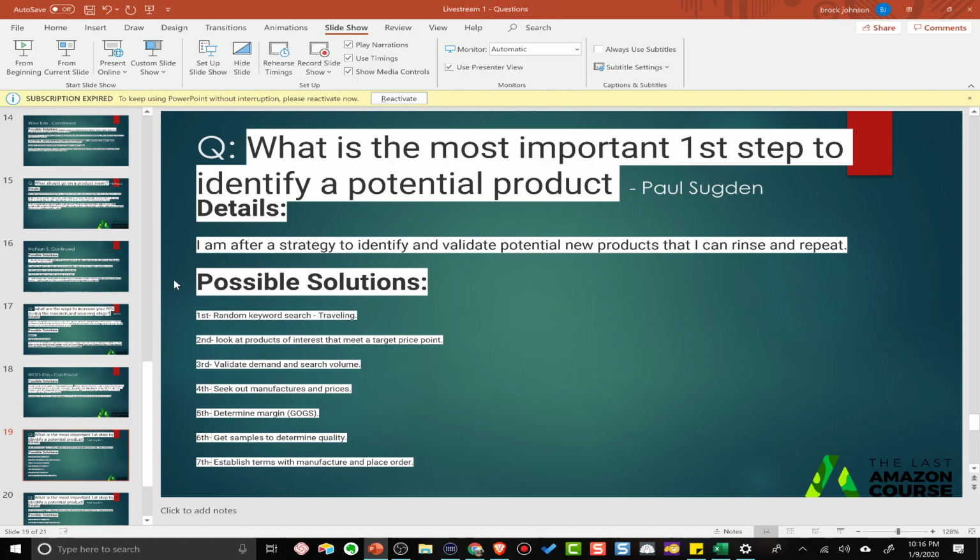What is the most important first step to identify a potential product? Paul Sugden: I'm after a strategy to identify and validate potential new products that I can rinse and repeat.